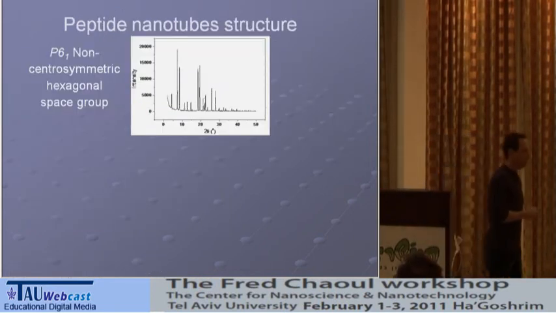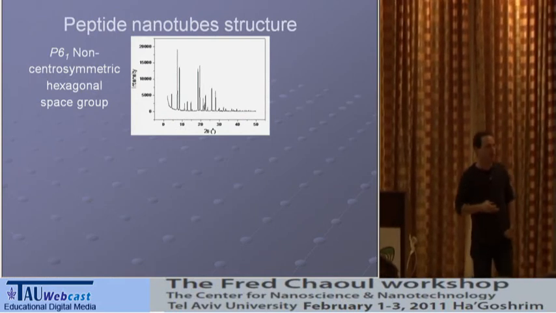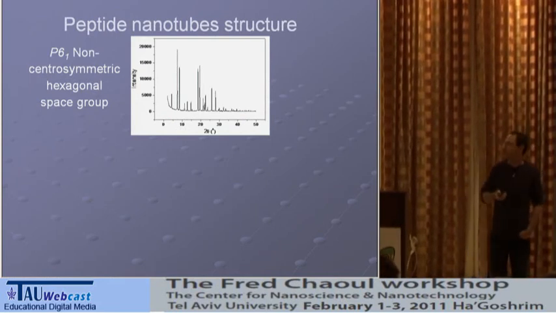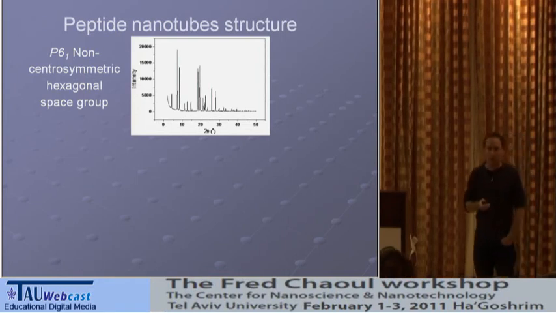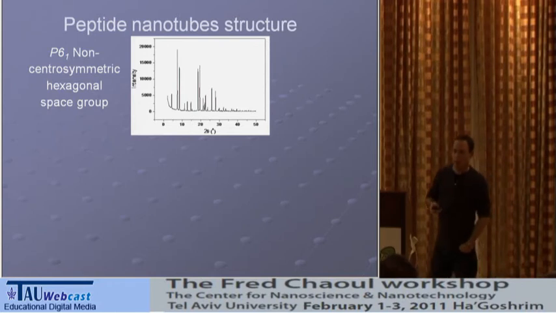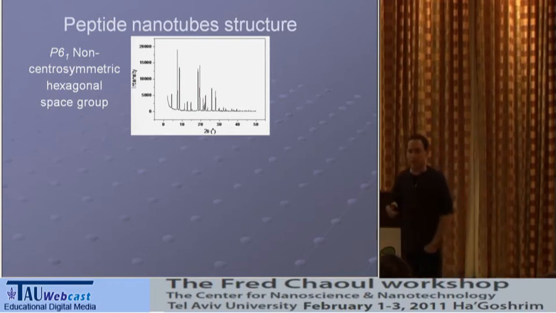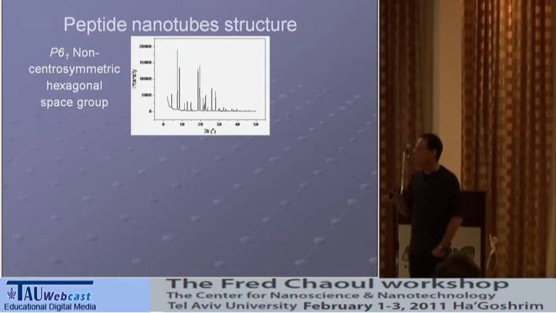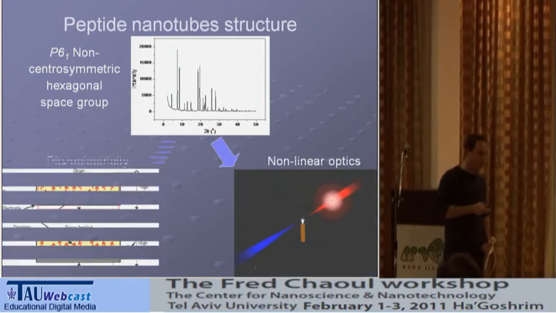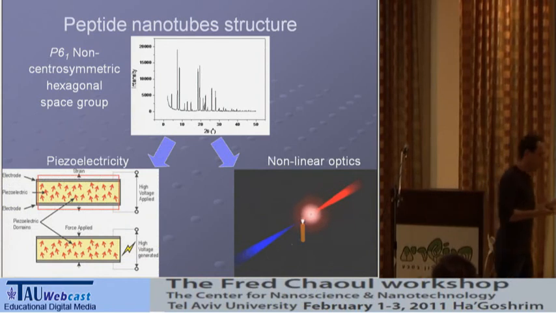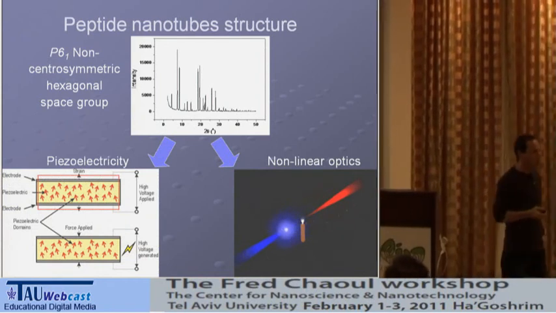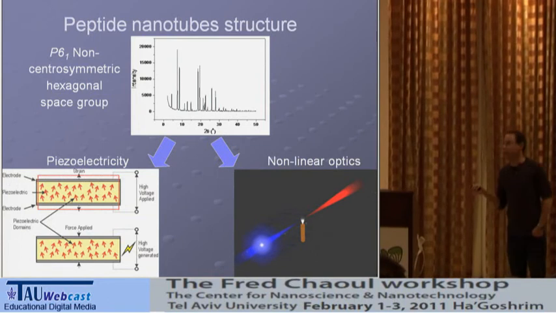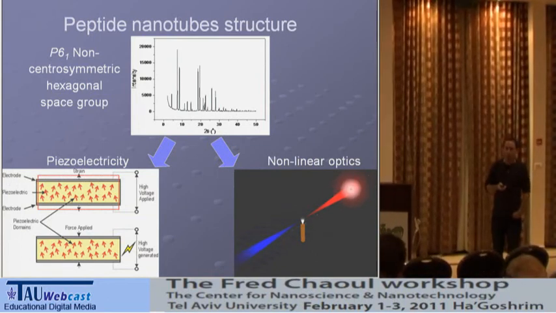So next, those peptide nanostructures have a highly crystalline structure, as you've seen in the previous slide. They have the P61 non-centrosymmetric hexagonal space group. Among the 32 space groups, 20 of them are non-centrosymmetrical, and one of them is this P61. The non-centrosymmetrical space groups should have several properties, so we decided to follow 2 of these properties. The first one is nonlinear optics, and the second one is piezoelectricity.